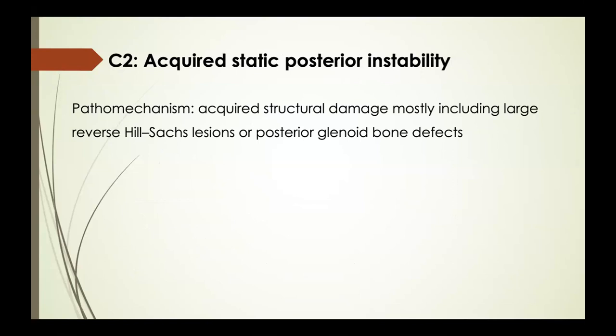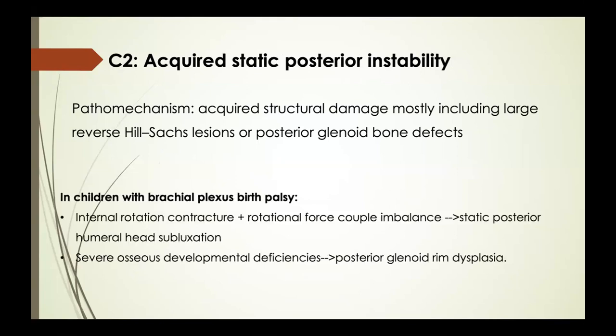Then C2 is the acquired static posterior shoulder instability. This is acquired mainly after structural damage, including a large reverse Hill-Sachs lesion in the humeral head or a posterior glenoid bone defect. This may lead to decentralization, and the humeral head remains in a posteriorly subluxated or dislocated position. And in children with brachial plexus injury, birth palsy, the internal rotation contracture along with rotational force couple imbalance can lead to static posterior humeral head subluxation and causes severe osseous development deficiency, including posterior glenoid rim dysplasia.